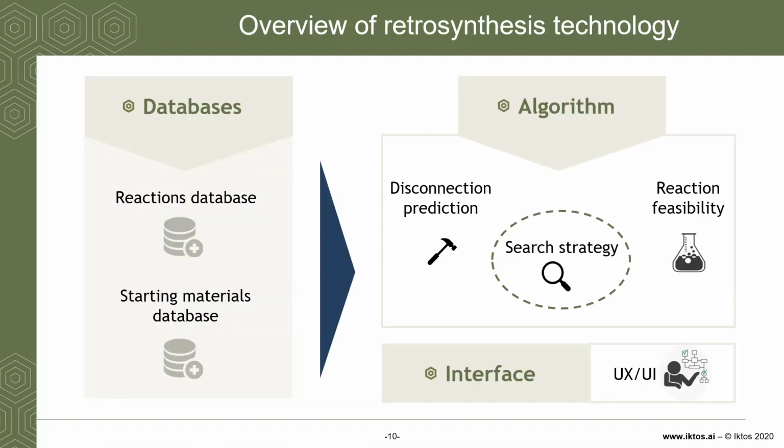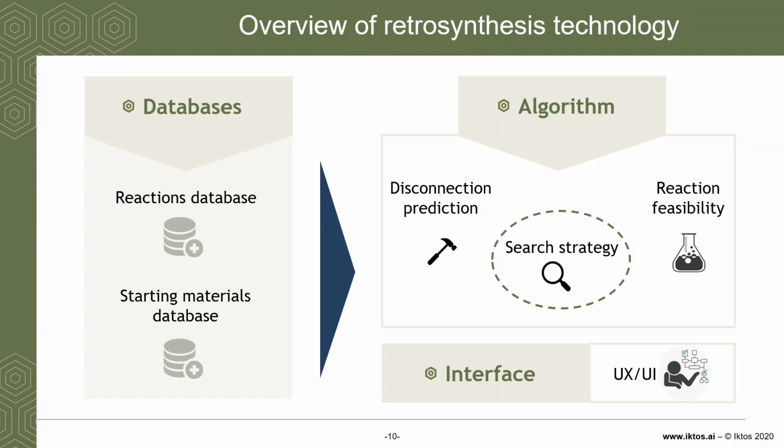So to build such algorithms, such technologies, you need three main pieces. The first one is a database. So you need a database of reactions to extract the knowledge of chemistry. You need commercially available starting materials or intermediates, to stop the retrosynthetic analysis. And also you need, of course, an algorithm which needs to predict the disconnection, which needs to detect if the reaction is going to be feasible, and of course it needs a search strategy to explore the tree of disconnections, and finally an interface, of course, to play with such technology.